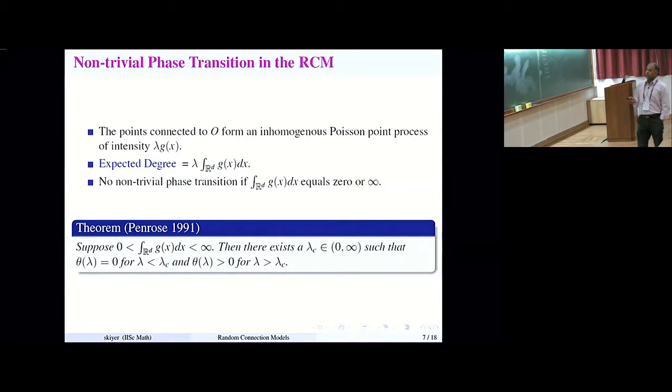So the points that are connected to the origin form, by a simple thinning argument, a Poisson process of intensity lambda times g. And so the expected degree of the origin would be this quantity here, right? Obviously there will be no non-trivial phase transition if this quantity is either 0 or infinite. And so in 1991, when this model was introduced, what Penrose showed was that indeed if g is integrable, then there exists a non-trivial phase transition in the random connection model.